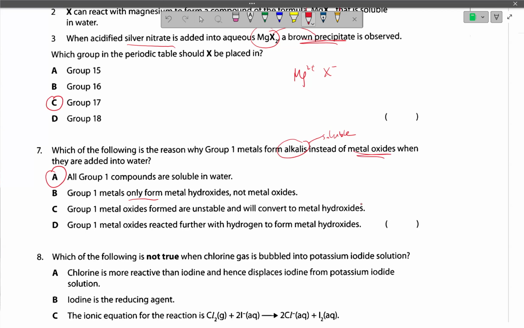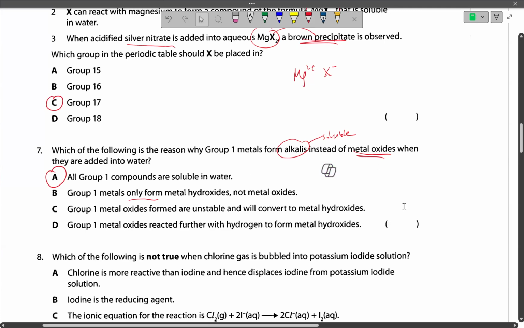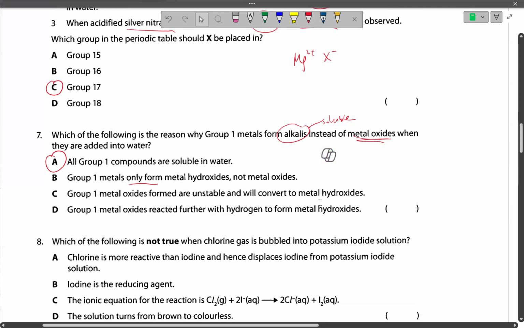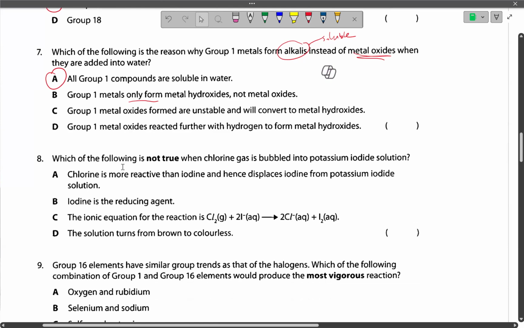Maybe the question is not very well expressed. Not only form oxide, it could also form hydroxide. I think they're trying to say, why don't they form an insoluble metal oxide or hydroxide? Because when it's soluble, it forms alkali. So the alkali always reminds us that the substance is soluble. The definition: an alkali is a soluble base, and it dissolves in water to form hydroxide ions. So the keyword is soluble. This question is quite difficult, with a lot of reasoning.